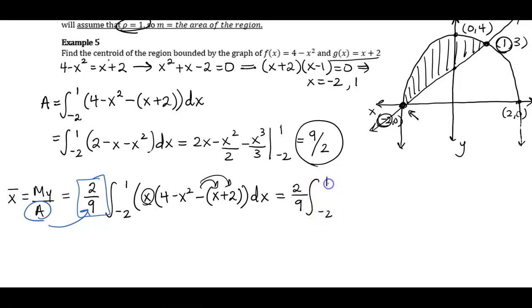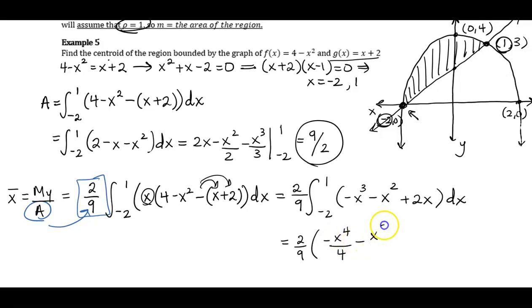Simplifying on the inside, we would get -x cubed minus x squared plus 2x. Please do take the time to go through that algebra on the inside of that integral and make sure that you're getting the same thing that I'm getting. Here I am using the power rule for integration, and I will now apply the fundamental theorem of calculus to conclude that the x-coordinate for the center of mass is -1/2.